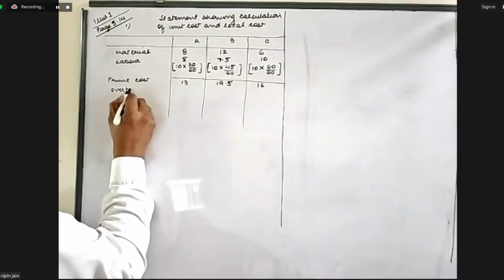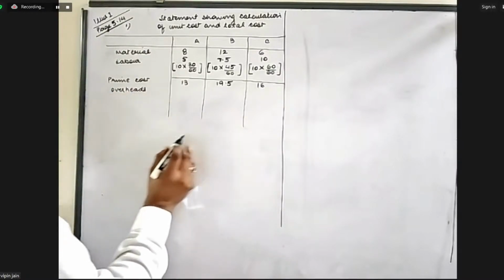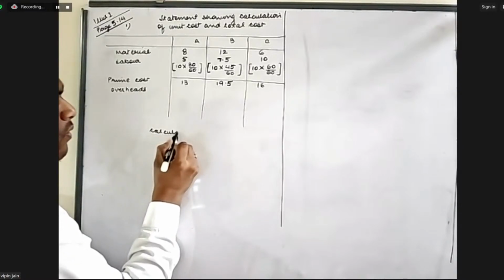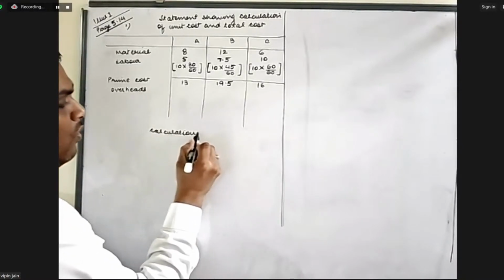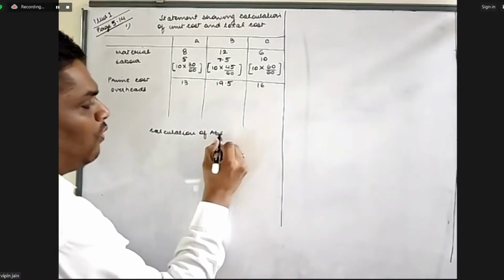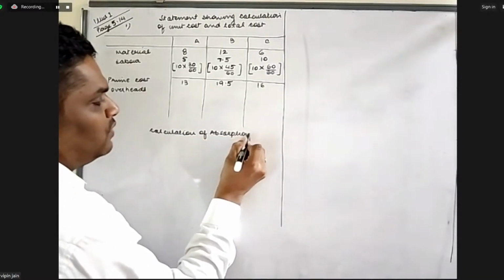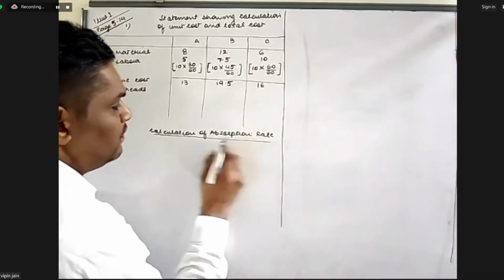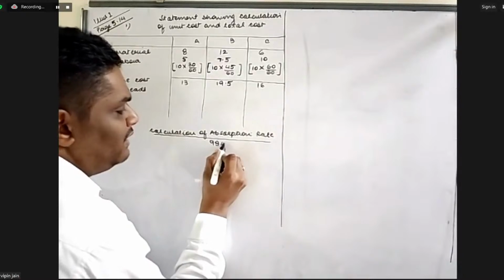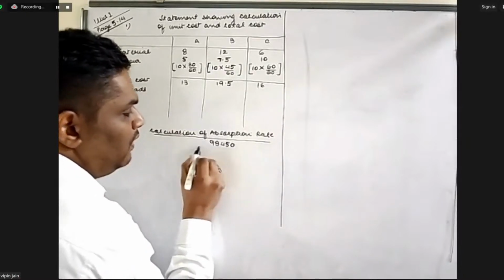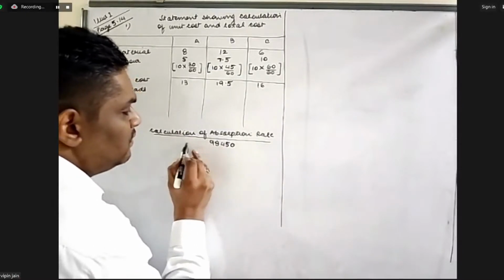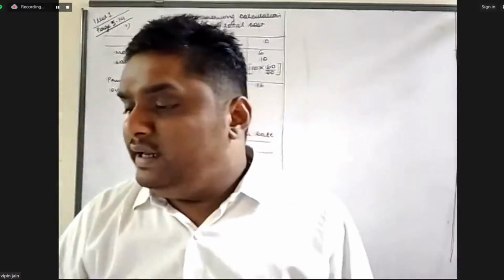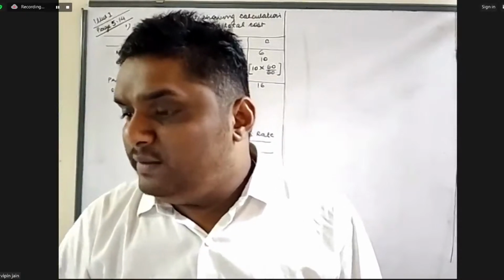Now we have to write the overheads also. For this, we have to calculate the absorption rate. So calculation of absorption. Total overheads are 99,450 divided by labor hours. The total overheads are 99,450 divided by the number of labor hours.